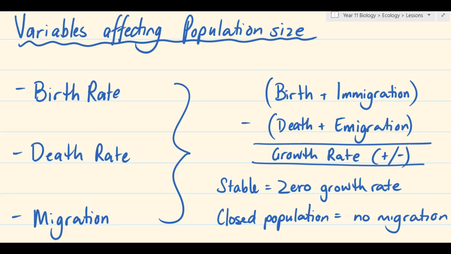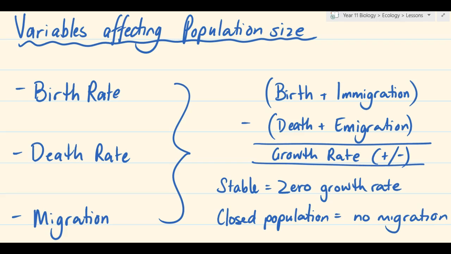Okay, variables that affect population size. Essentially the big picture is this. You've got to look at your birth rate, your death rate, and your migration rate. And migration means individuals coming in or out of the area. So your overall growth rate of a population will be affected by the births plus the immigration rate, minus the deaths plus the emigration rate. If you end up with a positive, that means you have a population that's increasing in size, and a negative means you have a population which is decreasing in size. A stable population has zero growth rate.